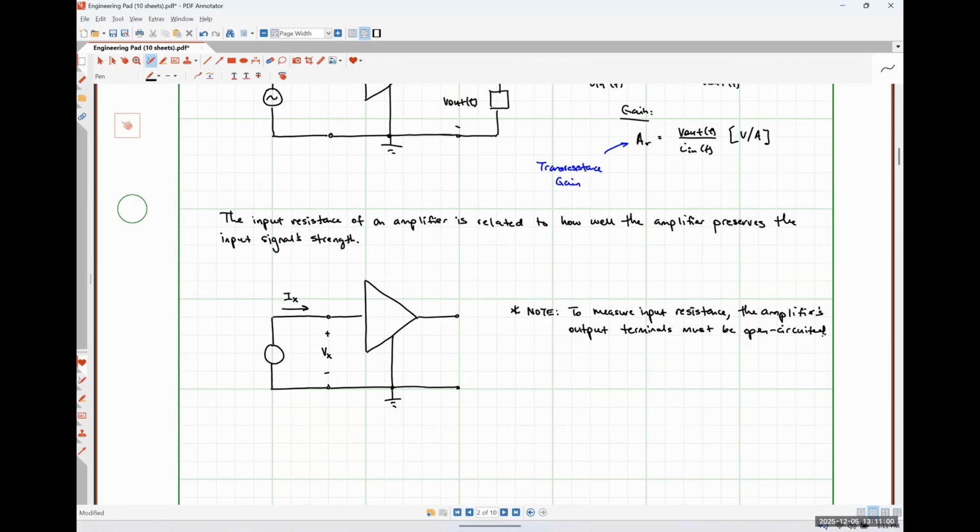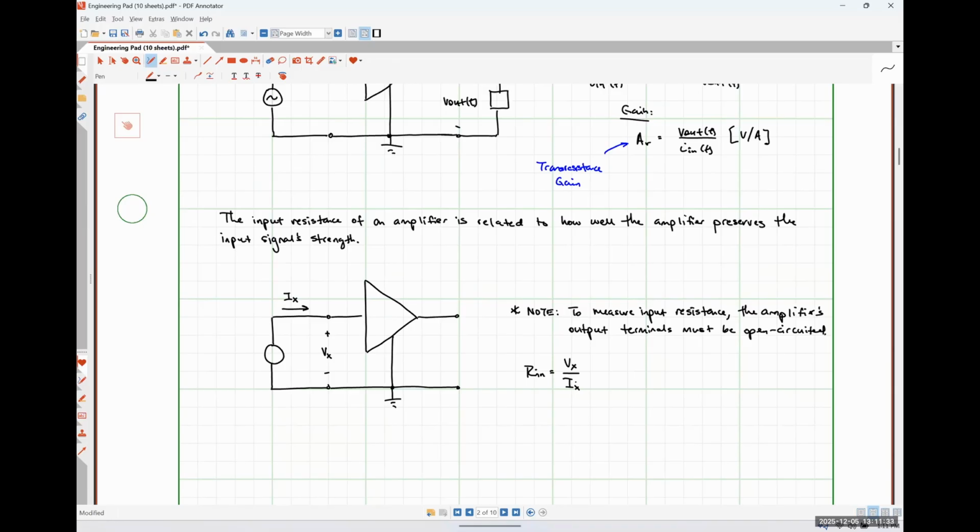So our input resistance for our amplifier, Rin, is literally just going to be the ratio of the voltage we measure across the input terminals divided by the current flowing into the input terminals of the amplifier, because that's just Ohm's law. Voltage over current is the resistance. So this is just a test way to find the resistance looking into the input terminal of the amplifier. So it's the input resistance of the amplifier.